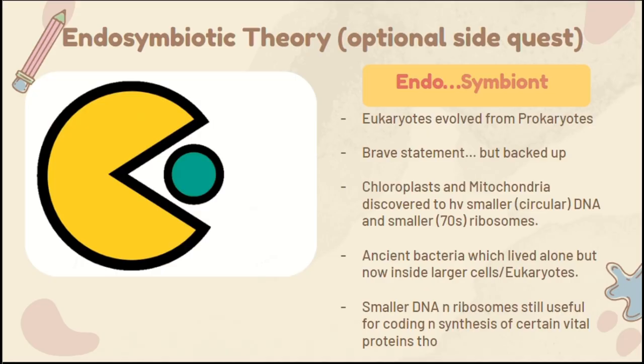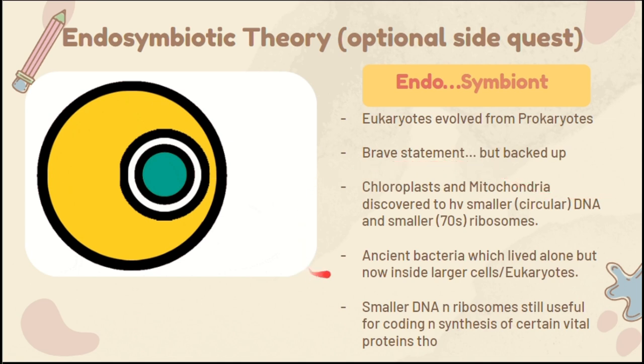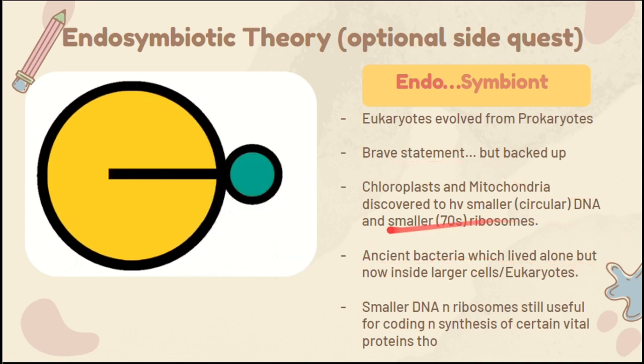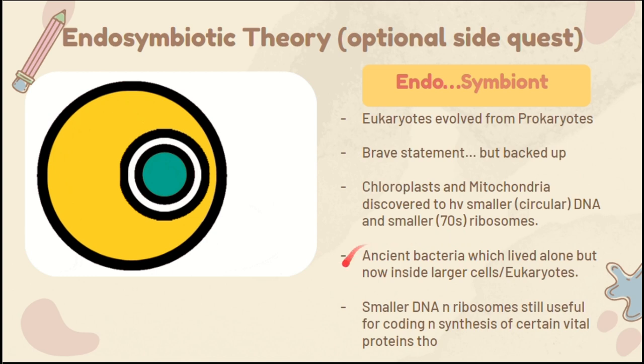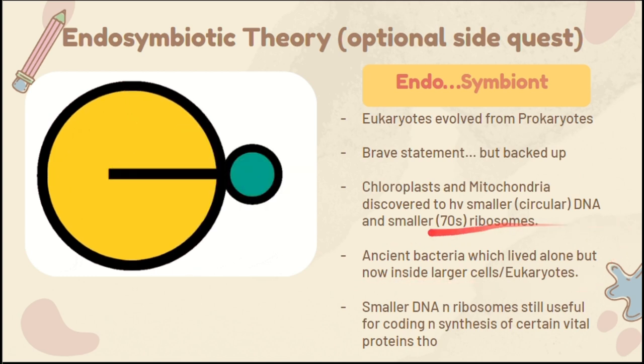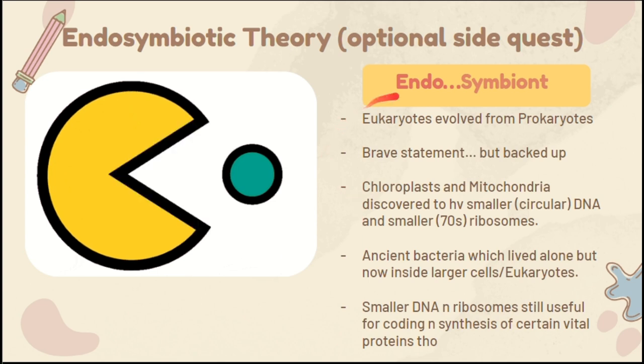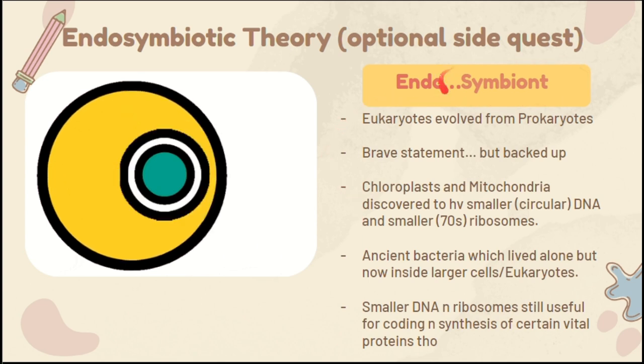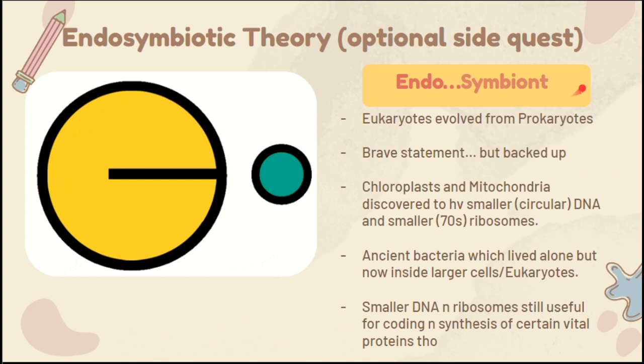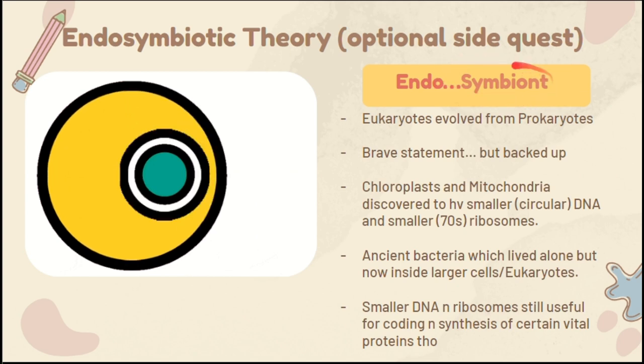This led them to theorize that long ago, when, I don't know, you were still happy, chloroplasts and mitochondria were in fact ancient bacteria, which now live inside larger animal and plant cells. If you look at the name of the theory itself, endo means inside, and symbiont basically means an organism which lives in a mutually beneficial relationship with another organism.